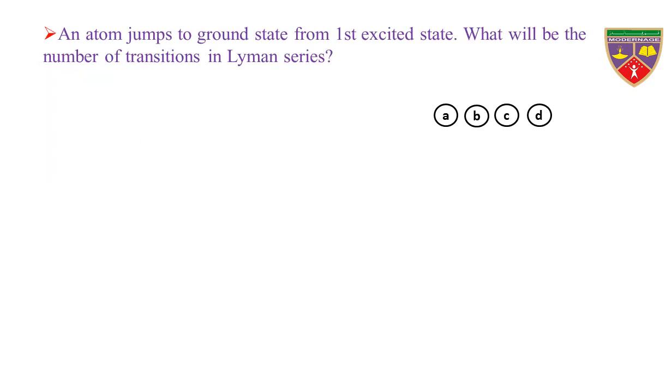An atom jumps to the ground state from the first excited state. What will be the number of transitions in the Lyman series? Option A, 1; option B, 2; option C, 3; option D, 4. The key is 1. Therefore, the correct option is A.